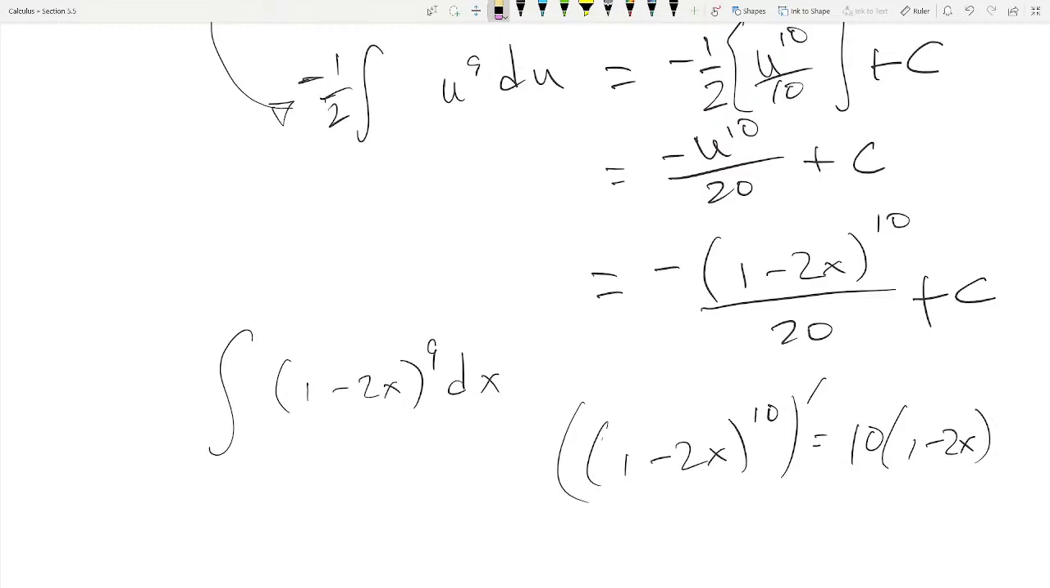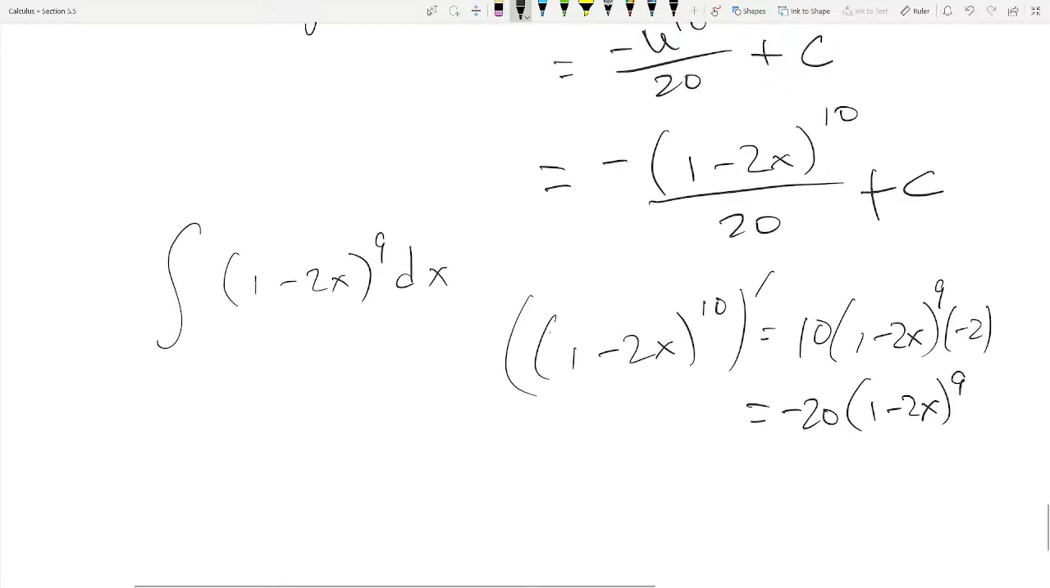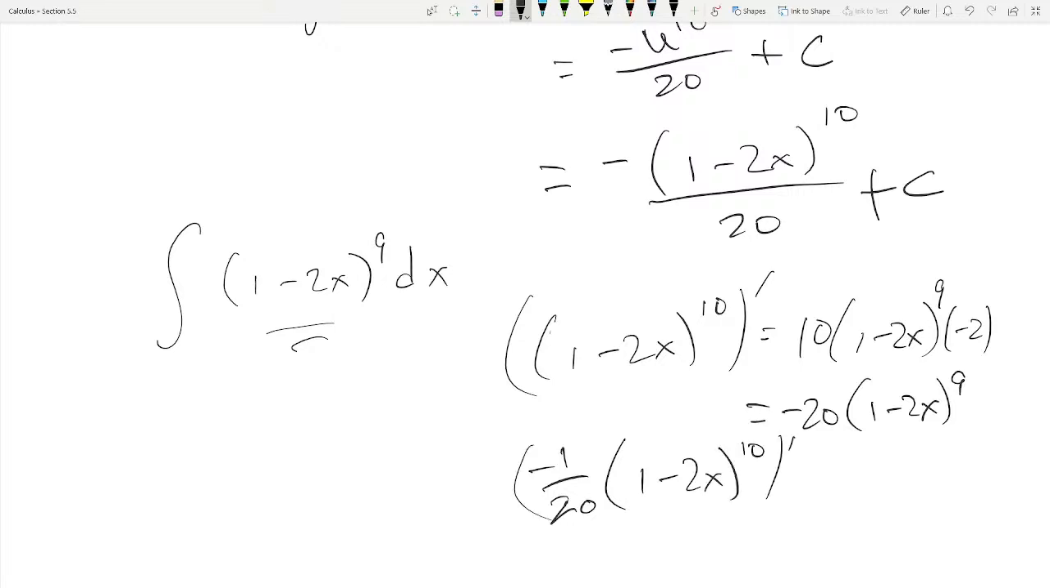times the derivative of the inside using the chain rule, which would be negative 2. And so that would give me negative 20 (1 - 2x)^9. Oh, shoot. I wanted to get just (1 - 2x)^9, but I got this pesky negative 20. So let's just bring it over to the other side. And so negative 1/20 times (1 - 2x)^10. The derivative of that must be (1 - 2x)^9.